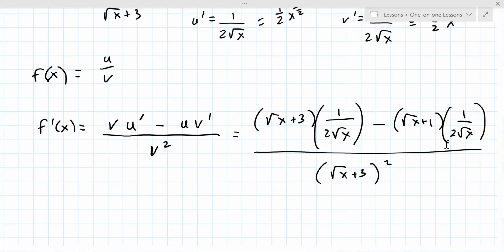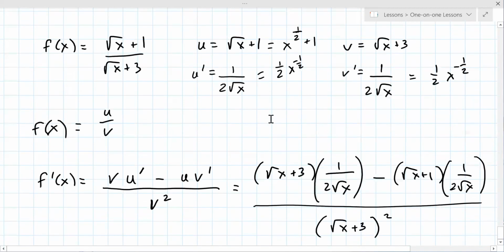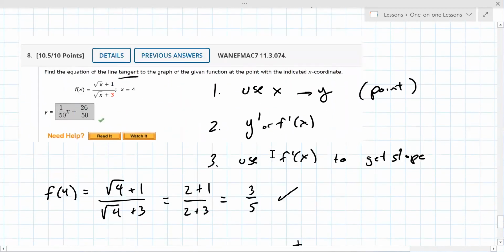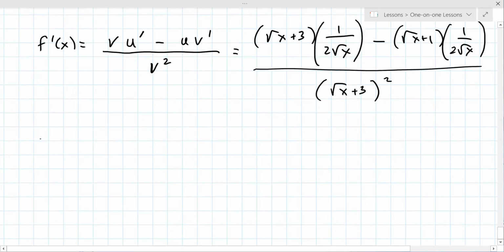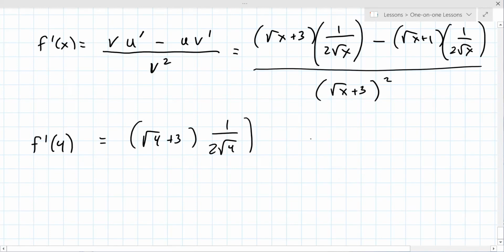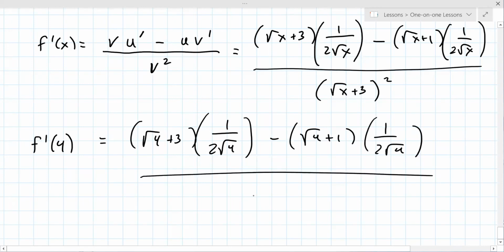So now if we go back up to our recipe, it says find the derivative. We've done that. Now we have to use the derivative to get the slope, which means you're putting 4 in for x. You need to find f prime of 4. So wherever you see an x, you're putting a 4 there. So that's the square root of 4 plus 3 times 1 over 2 square root of 4, minus square root of 4 plus 1 times 1 over 2 square root of 4, all over (square root of 4 plus 3) squared.